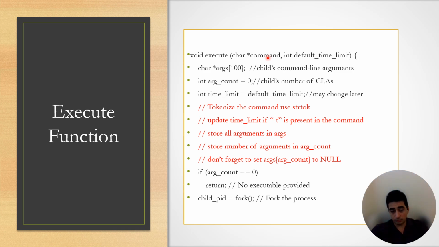The command is a string array of characters, and that has to determine the values of the args, the value of the arg count, and the final value of the time limit. What you need to do is tokenize the command using strtok, and remember how the command is formatted. I mentioned it in the beginning of the video. You need to update the time limit if the -d is present in the command. And then you need to store all the arguments in the args. Of course, after you tokenize the command, each token is either representing the time limit, or it's giving you the arguments. So you've got to store all the arguments in this array of arguments. And finally, store the number of arguments in the arg count.